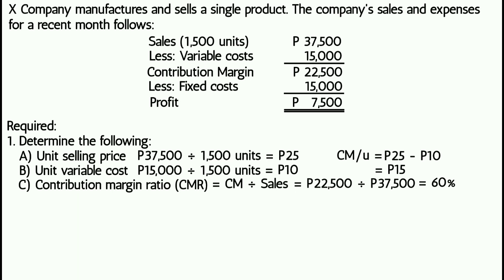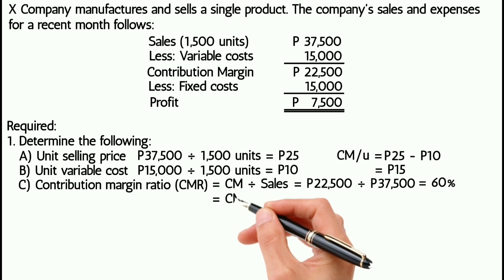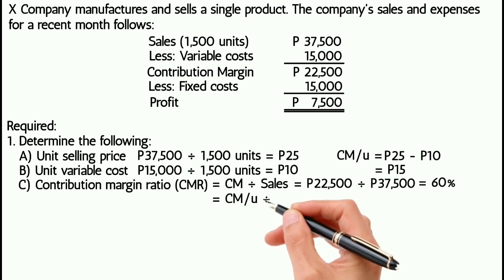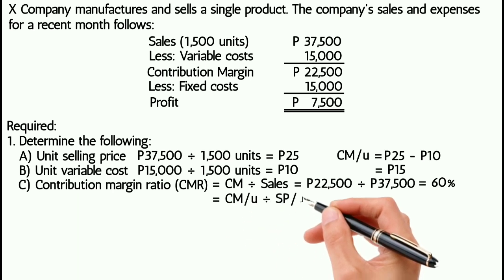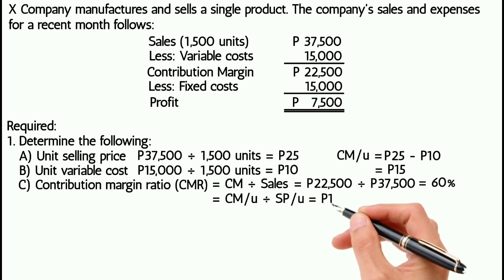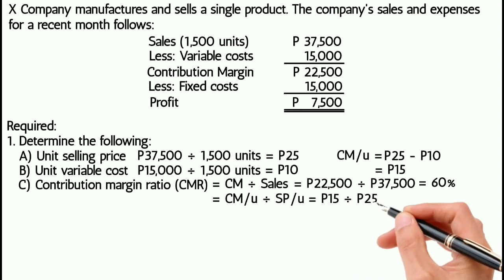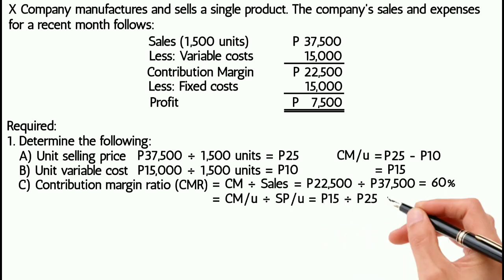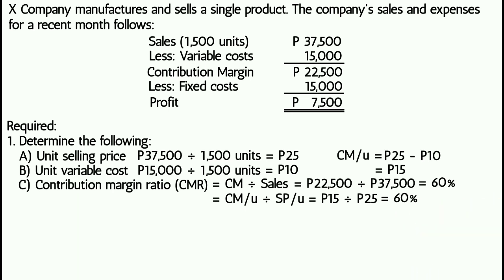Of course, there are other ways to compute for the CMR. Pwedeng contribution margin per unit divided by selling price per unit. Ang contribution margin per unit ay 15 pesos at ang selling price per unit ay 25 pesos. So 15 pesos divided by 25 pesos, that is equal to 60%.